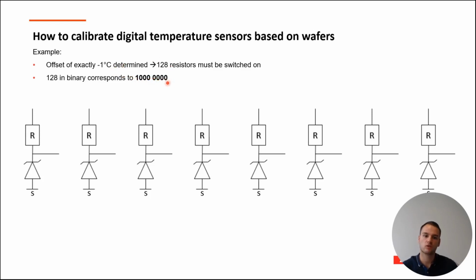So what do you think? Which or how many Zener diodes do we have to zap to get this code in binary? I will give you a few seconds to think about it, and then I will show you the solution.